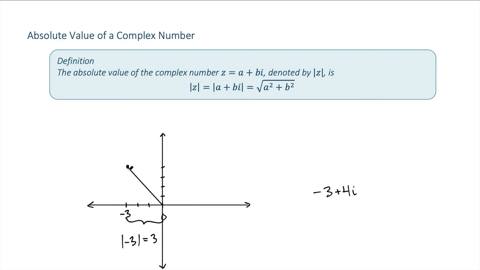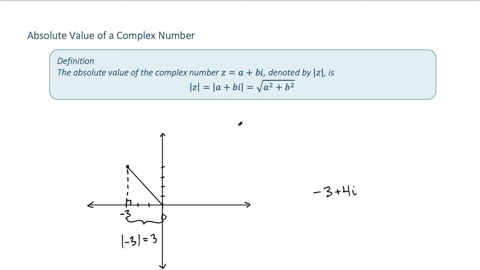Well, if we drop that down, we see that we get a right triangle here, and this length right here we can think of as the hypotenuse of that triangle. And then for that right triangle, the Pythagorean theorem holds.